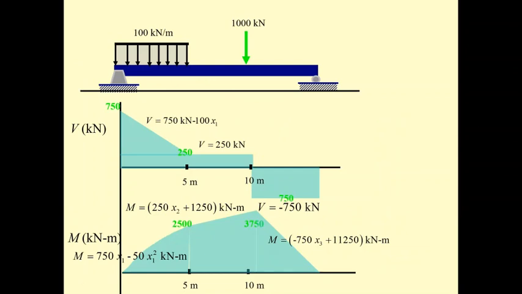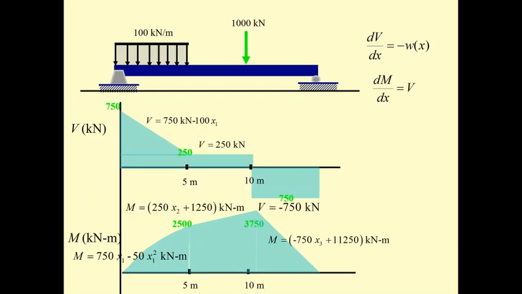Okay, in conclusion, again, we have some notes. The dV by dx equals minus w. This means if you differentiate, this term is 0. If you differentiate this term, it is going to be minus 100. Minus 100 is minus w. And over here, V is constant. So dV by dx is going to be 0. And this one also is going to be 0.